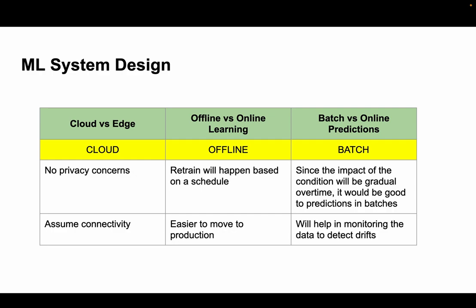Now, offline versus online learning. The idea here is we should do offline because we are not going to retrain on every piece of data that is coming in for inference, right? We are only going to do it maybe on a monthly or weekly basis. So there will be a fixed schedule, monthly, weekly, or something of that sort. And it will be easier to move to production as well. Productionization will be easy in this case, and otherwise your whole ecosystem would be very complex, I would say.